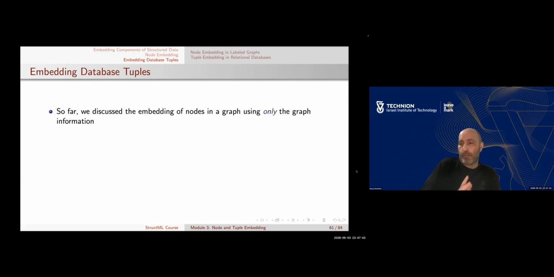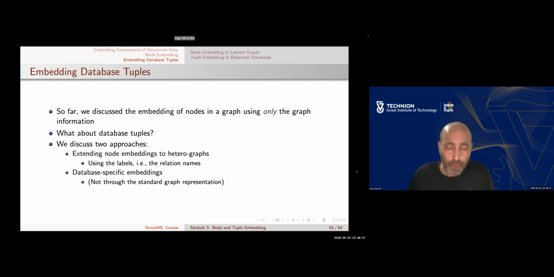Well, this is true, but remember that the node embedding techniques we've been discussing all use only the graph structure, essentially only the edge information. But when converting databases into graphs, there is additional information. In particular, we have the labels, which are the relation names, and we have the content. And we're going to discuss two approaches that use this information.